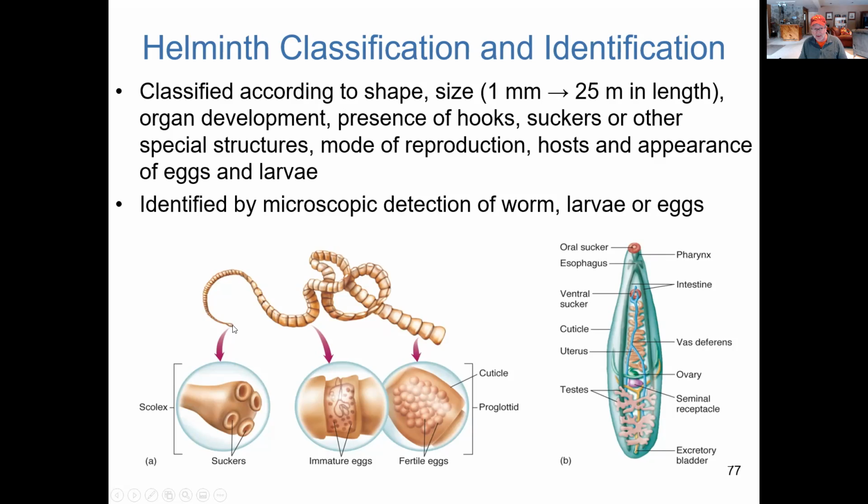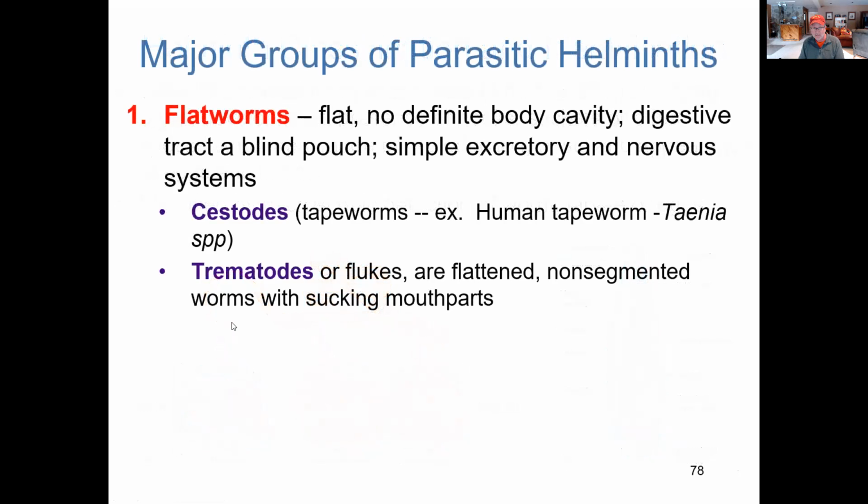The head end, or anterior end, of the tapeworm, shown right here, has the suckers that are going to absorb the nutrients, and also something called the scolex, which I'll show you in a few minutes, which has these razor-sharp hooks that help it actually embed into the intestinal lining.